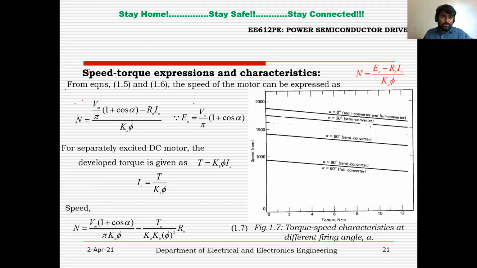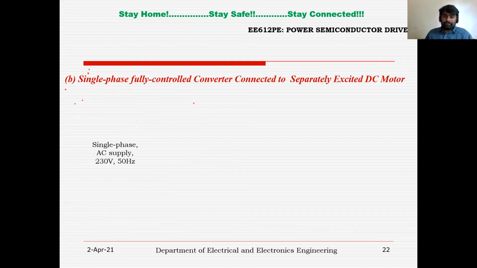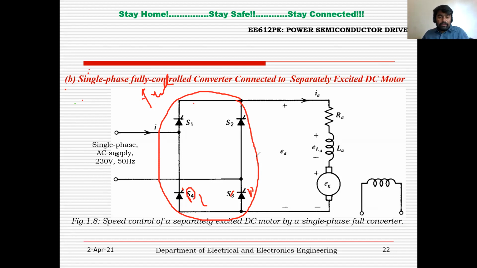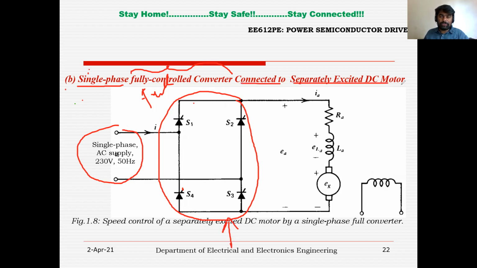So this is about the semi-controlled converter. Now we'll go for the fully controlled converter, where only the converter is replaced: the semi-controlled converter is replaced by a fully controlled converter. Here you can see it is a fully controlled converter. In the case of the semi-controlled converter, here it will have D1, here D2, and the others are control devices, uncontrolled devices, right? Now we are just replacing the semi-controlled converter with a fully controlled converter. You can see it is single phase. This box shows the fully controlled converter connected to a separately excited DC motor.